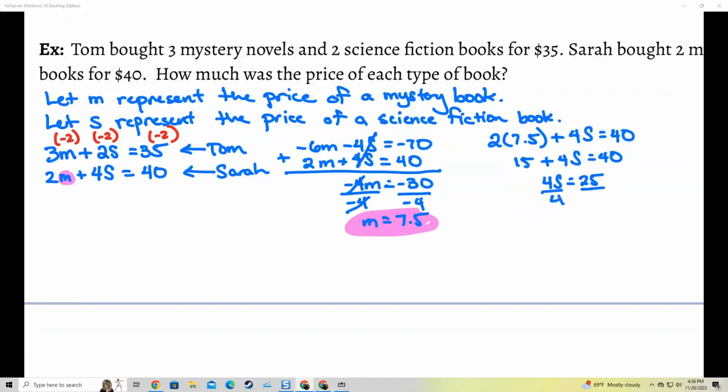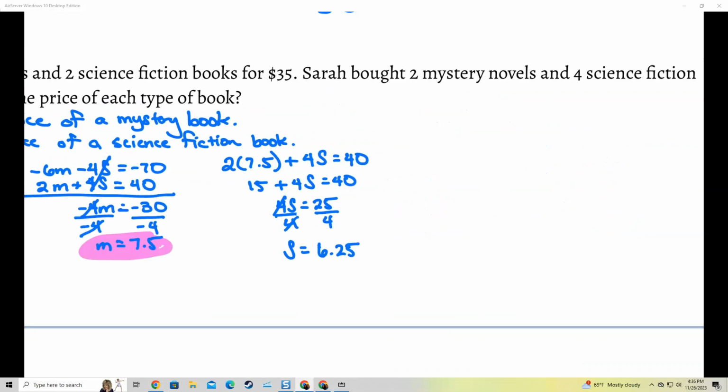Divide both sides by 4, and again, that's probably going to be calculator work. We're going to say S is equal to, what is that, 6.25. And again, that doesn't mean that she bought 6.25 books. That means that she paid $6.25 for each science fiction book. So let's go ahead and write our sentence.